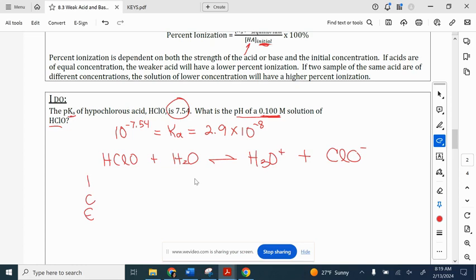This guy goes away, remember. This guy is going to start out at 0.1. This guy is going to start out at 0 and 0. I am going to subtract from here, and I'm going to add here and here.